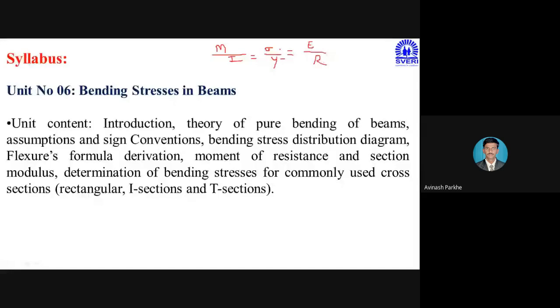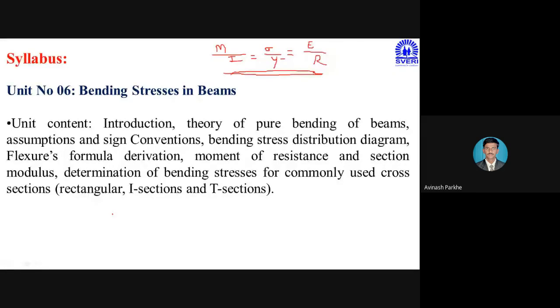We have to derive this particular formula first, because by using this formula only we have to go for the calculation of the bending stresses, and then we have to solve the numericals based on the different types of sections. Maybe you have studied I section, symmetrical I section, unsymmetrical I section, T section, inverted T section, rectangular section, circular section, hollow circular section. There are different types of sections.